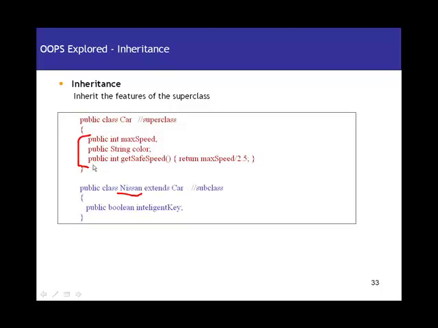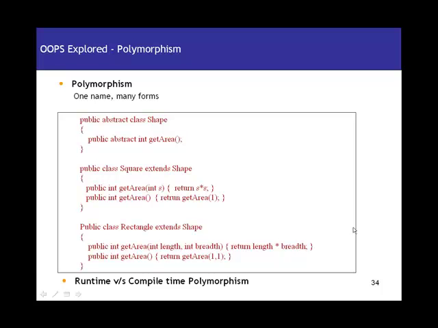So anyone from the outside world, if they try to get the color from the Nissan class, they'll be able to fetch it. It won't give them an error because it has inherited all those features from the superclass. Okay, so basically this is what inheritance is all about. Whatever common things you have, you put them in the superclass, and whatever things are not common, which are special to some subclasses, you put those things in the subclass, right? Okay. Polymorphism. Polymorphism is one name having many forms.